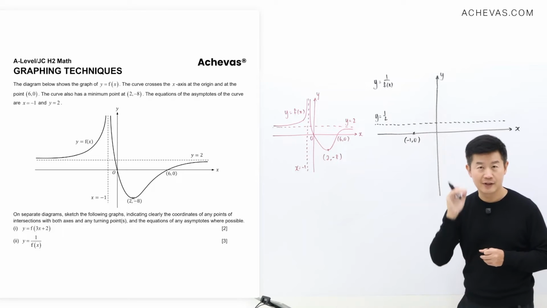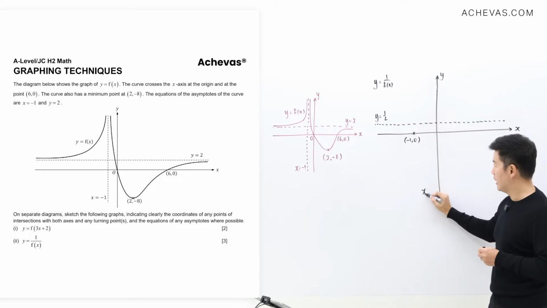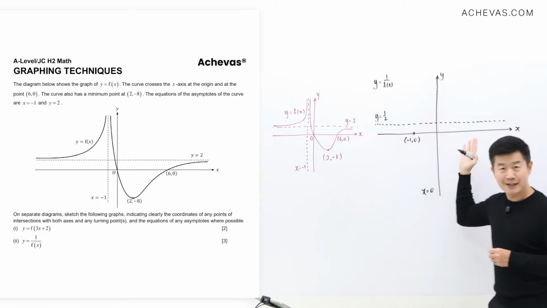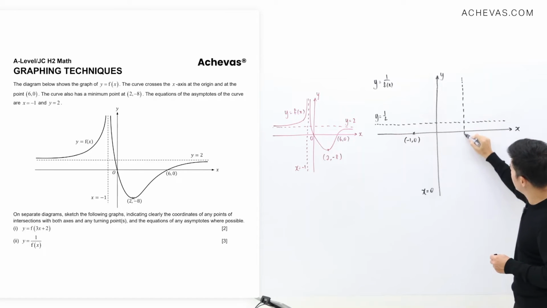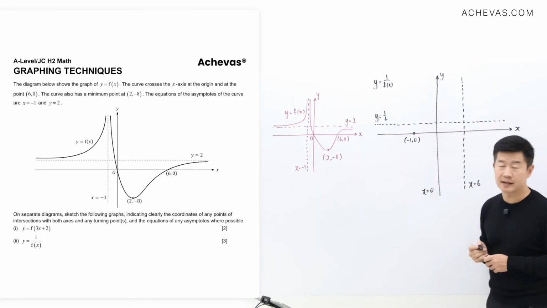An x-intercept will become a vertical asymptote. When x is equal to 0, it will become a vertical asymptote, x is equal to 0. X is equal to 6 will become a vertical asymptote, x is equal to 6. Let me sketch it in here. So let's say we have it here. This will be x is equal to 6.